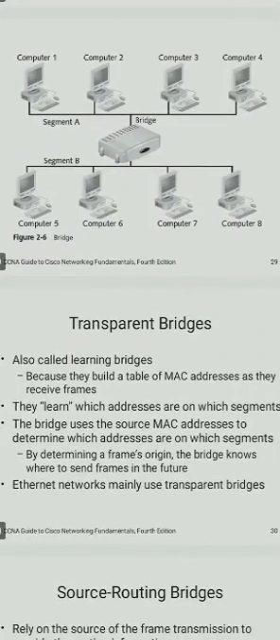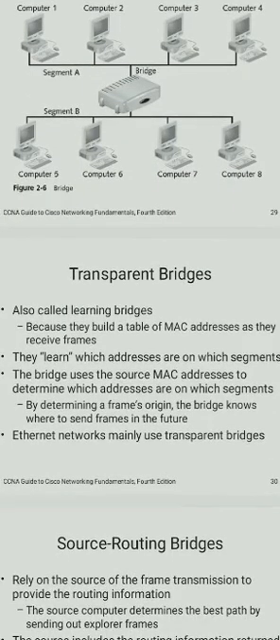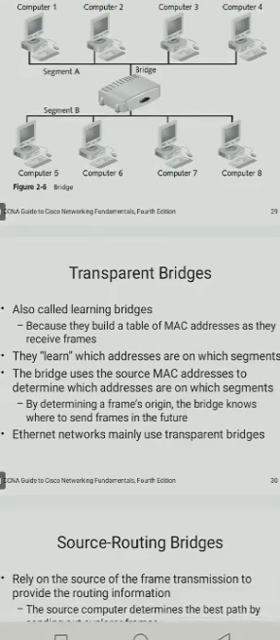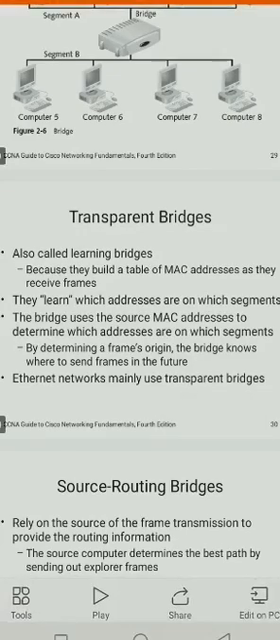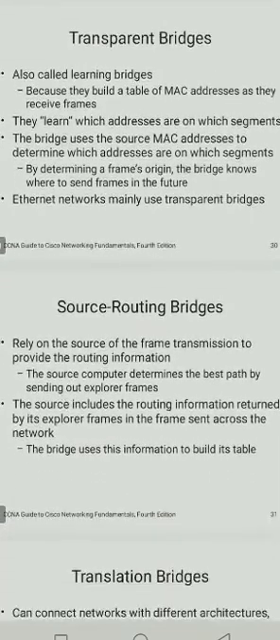Next are transparent bridges, also called learning bridges, because they build a table of MAC addresses as they receive frames. They learn which addresses are on which segments. The bridge uses source MAC addresses to determine which addresses are on which segments. By determining a frame's origin, the bridge knows where to send frames in the future. Ethernet networks.